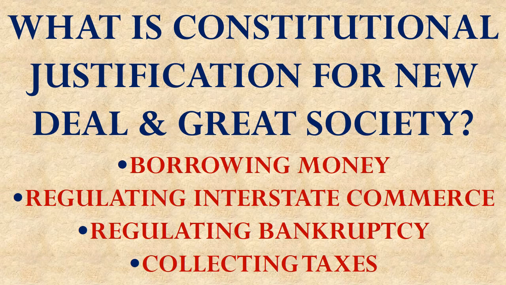What is the constitutional justification for the New Deal and the Great Society? Was it the provision in Article 1, Section 8 that allows borrowing money, or the one that allows regulating interstate commerce, or the power granted to regulate bankruptcy, or the enumerated power to collect taxes? It was the power to regulate interstate commerce that these presidents relied on, and the Congresses that helped them relied on as their justification for creating these programs.